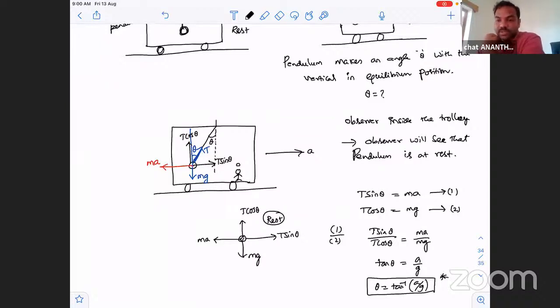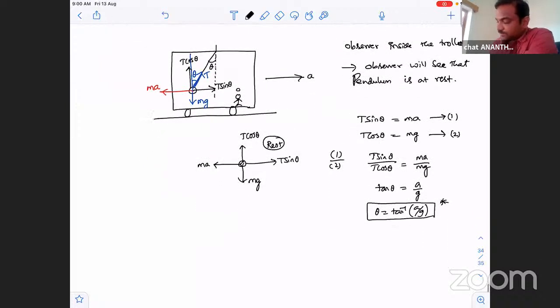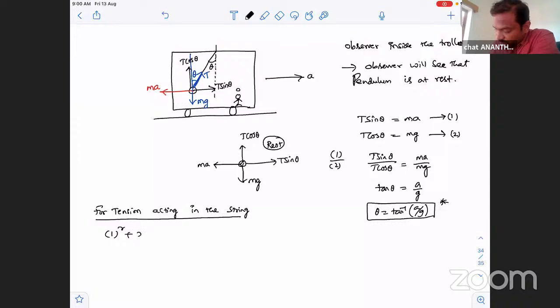Okay, you can find out the tension value also for the same case. How to find the tension acting in the string? What do we have to do? We just square and add the equations. The theta value will vanish because sin square theta plus cos square theta is 1. Square the first and second equations and just add.